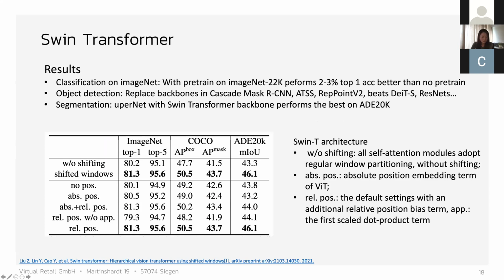Here is the interesting ablation study they did. If you do it without the window shifting, it is much worse, if you look here. So this shifting window technique really improves the performance. And here they also tried out a few different position embedding techniques to test which one works better.